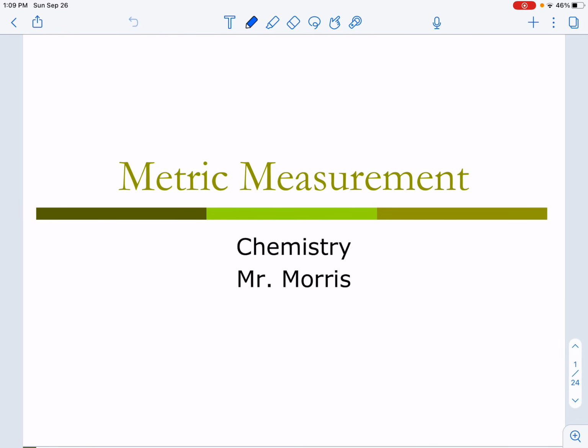Okay, we are going to be looking at metric measurement. We have been discussing matter, and we realize that matter is anything that has mass and occupies space. When we talk about matter, we discuss physical and chemical properties of that matter, and many times we have to use quantitative observations or data to do that, which means we have to use numbers. Quantitative data, quantity being numbers. So we need to make sure we understand the metric measurement system.